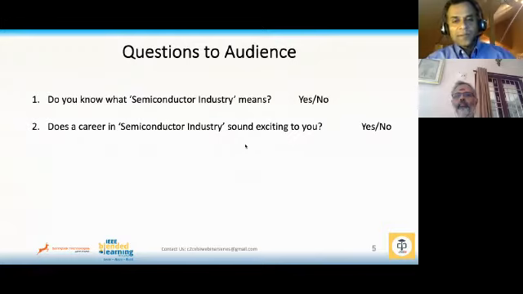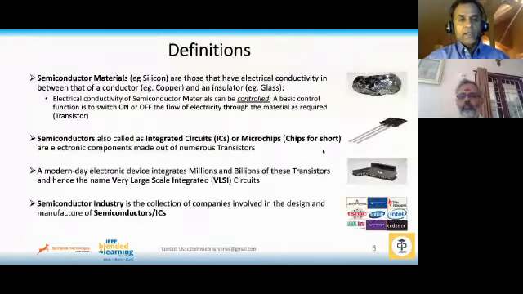Mathematically, it shouldn't be correct because 82% said yes, so 18% did not know what the semiconductor industry is. You cannot be excited about an industry you don't know about. But it's okay. Thank you for participating. It's just to get your interest level. This is not to test your knowledge. This is just to see what your interest is. Now we'll go to the presentation.